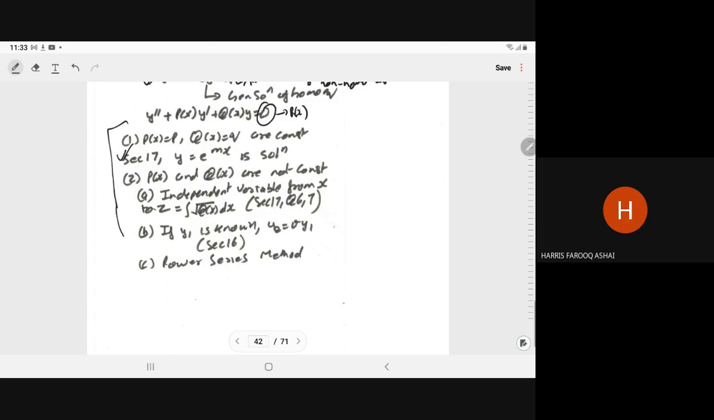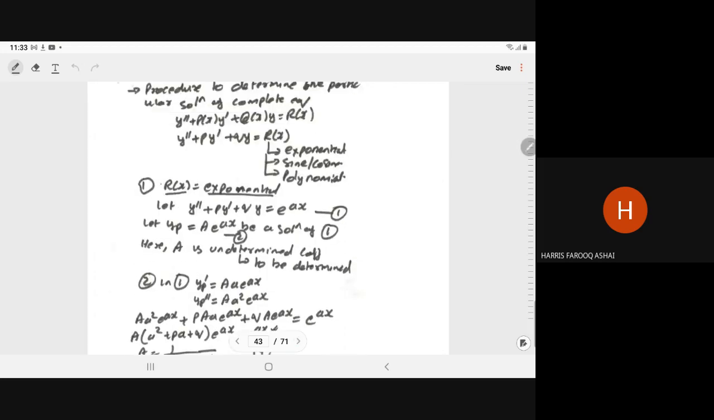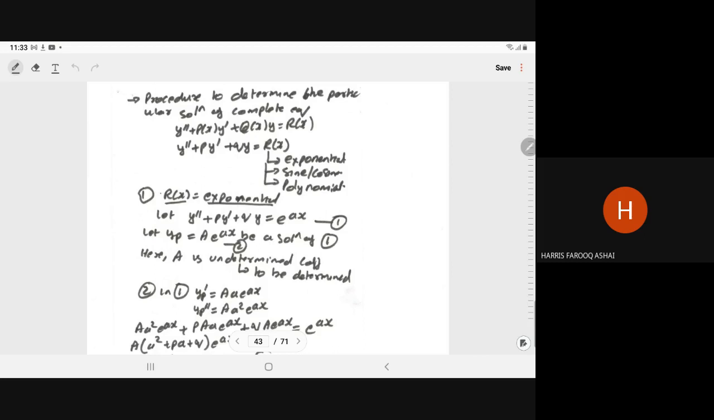Even if these methods do not work, we have another approach. After this chapter we will start that part, the power series method. So we can determine the solution using the power series method. Now we are moving to the non-homogeneous differential equation. In that, the first method is undetermined coefficients. So here is the procedure to determine the particular solution of the complete equation or non-homogeneous equation.